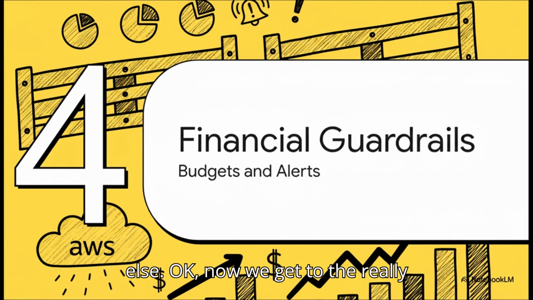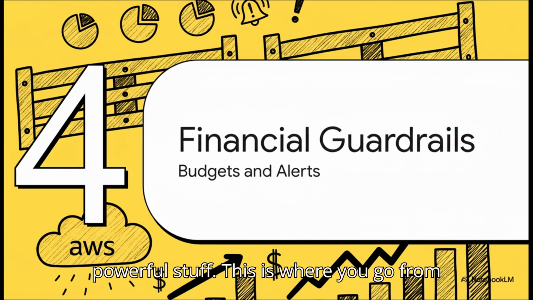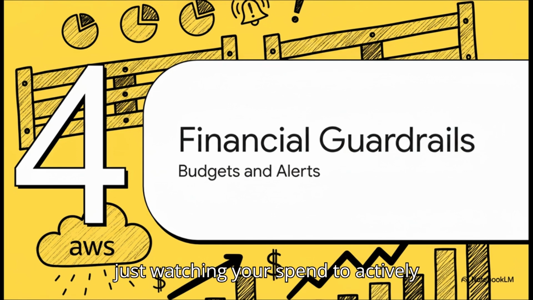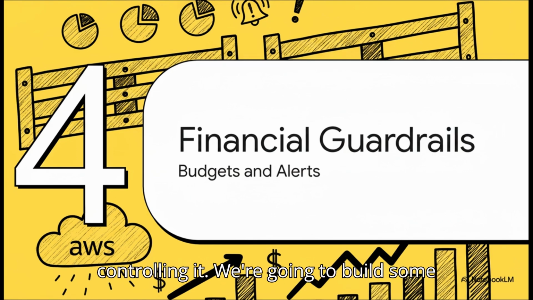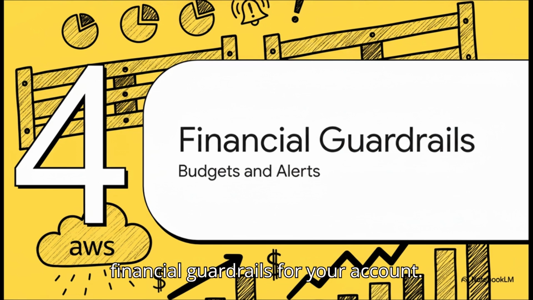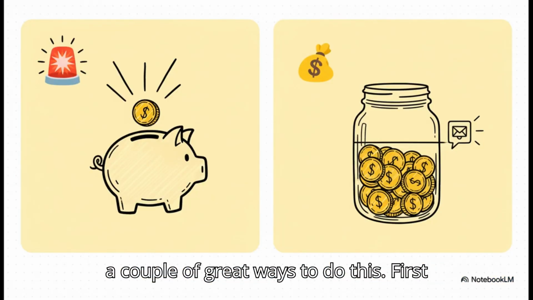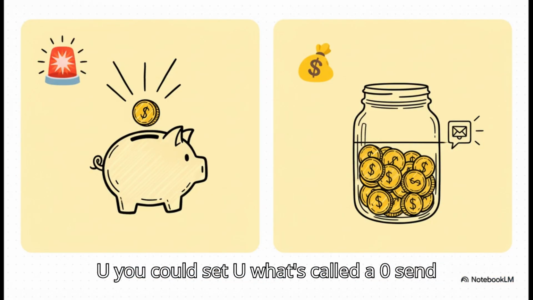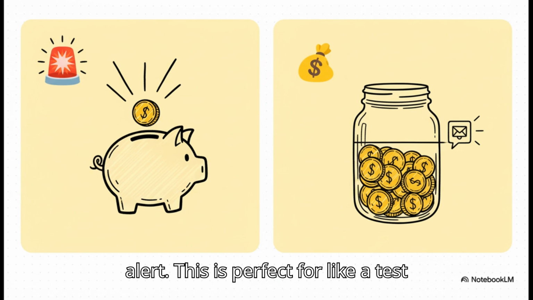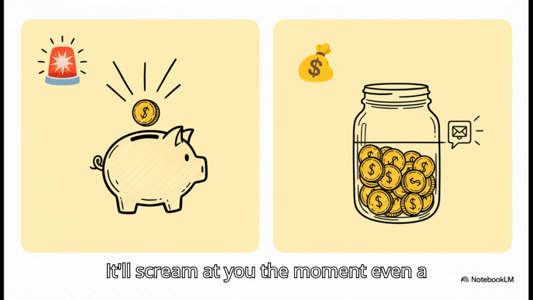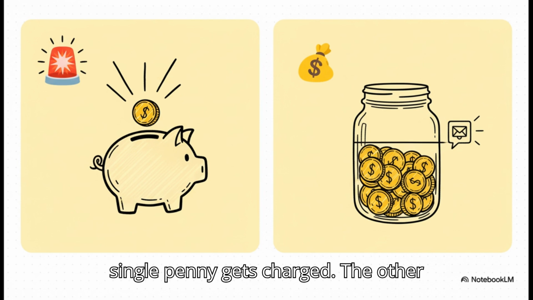Okay, now we get to the really powerful stuff. This is where you go from just watching your spend to actively controlling it. We're going to build some financial guardrails for your account. How? With budgets and alerts. You've got a couple of great ways to do this. First up, you could set up what's called a zero spend alert. This is perfect for a test account that should have zero activity. It'll scream at you the moment even a single penny gets charged.